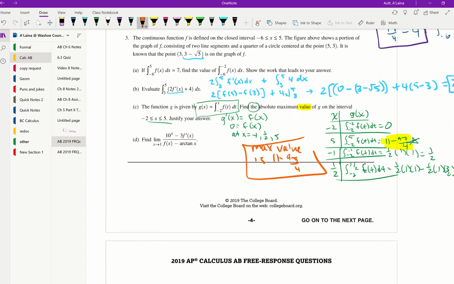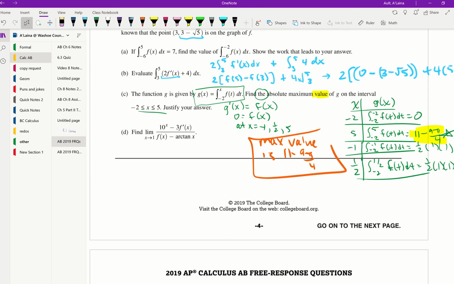All right, the last part. We want to find the limit as x approaches 1 of 10 to the power of x minus 3 times f prime of x over f of x minus the arctangent or the inverse tangent of x. Well, your first method for finding limits is to go ahead and do the substitution. So I'm going to go ahead and substitute in a 1. So this would be 10 to the power of 1 minus 3 times f prime of 1 over f of 1 minus the inverse tangent of 1.